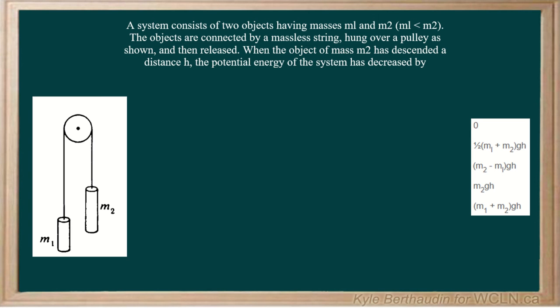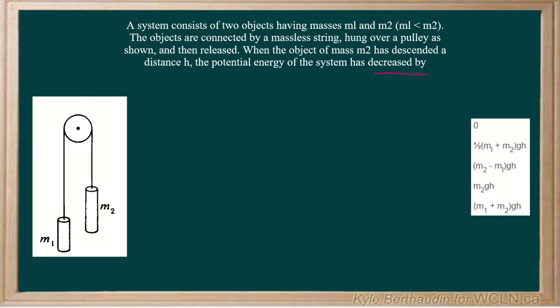A system consists of two objects having masses m1 and m2, shown in the diagram on the left here, where m1 is smaller than m2. The objects are connected by a massless string hung over a pulley as shown and then released. When the object of mass m2 has descended a distance of h, how does the potential energy of this system change? How is the potential energy of the system decreased?